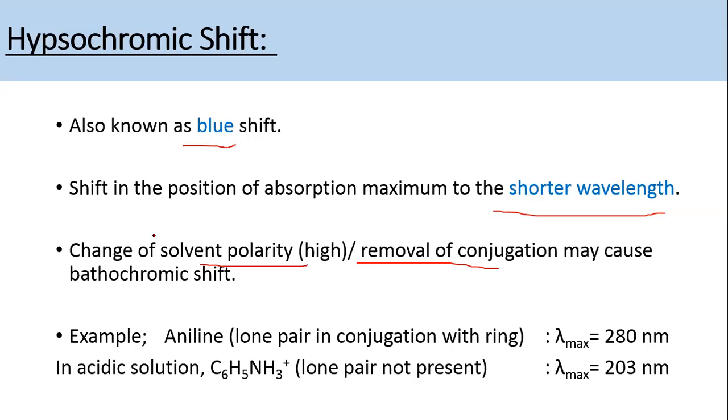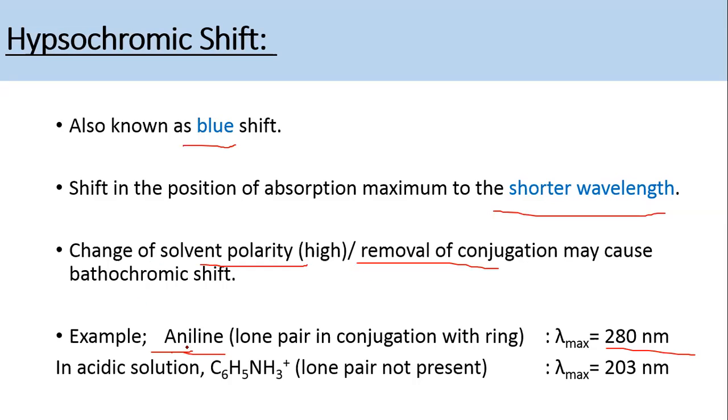An example is aniline. In the case of aniline, that is C6H5NH2, the lone pair of the nitrogen atom is in conjugation with the conjugated double bonds of the aromatic benzene ring. So here the conjugation is available, and we can even say the conjugation is extended towards the lone pair of nitrogen. So the lambda max is 280 nanometers for aniline.